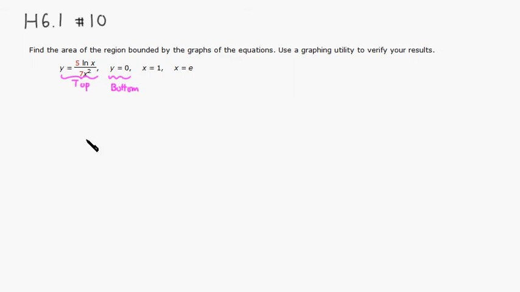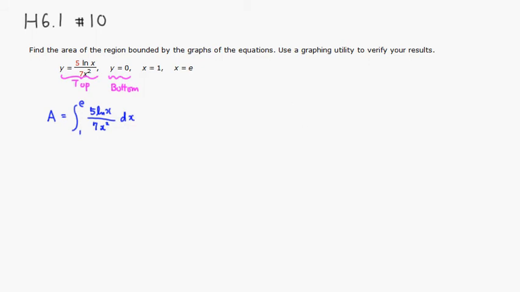So the area that we are interested in is going to be the integral from 1 to e of the top curve, which is 5 natural log of x over 7x squared, then minus 0, so I'm not going to write that, dx. We're going to use integration by parts to evaluate this.